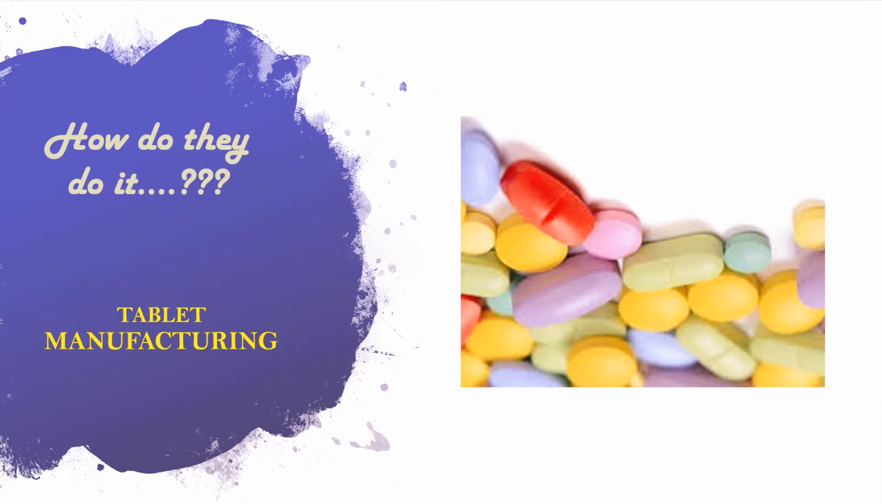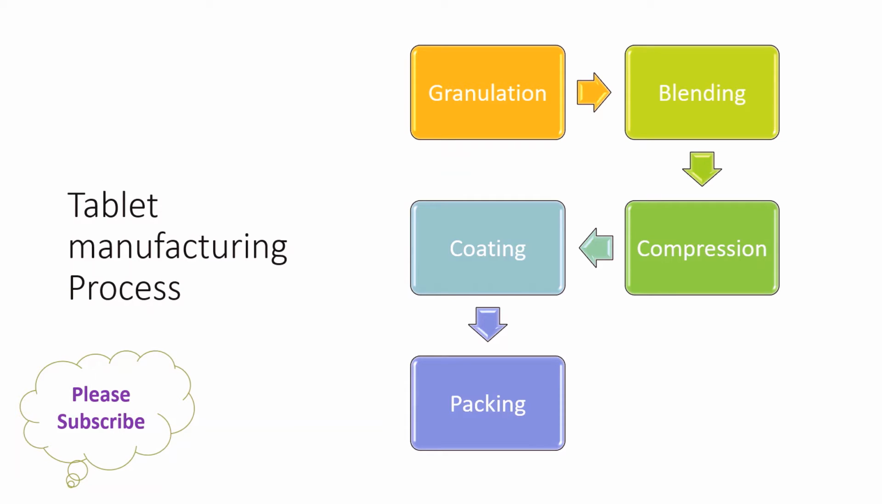How do they do it? Tablet manufacturing involves 5 different processes. It goes on like this: granulation, blending, compression, coating, and finally packaging. So let us see in brief what they do in these 5 different processes.